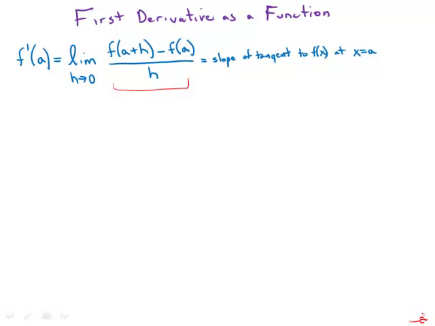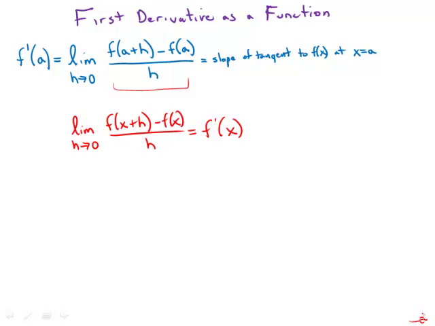What we're going to do is, instead of putting an a there, we're just going to leave it as an x. So f of x plus h minus f of x over h. And then what we're going to get is a derivative function. That is to say, at any point x that we plug in, we'll get the slope of the tangent line.